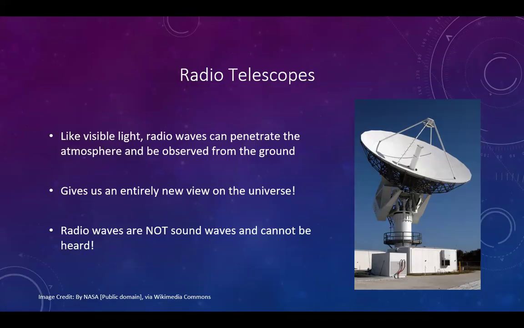Radio telescopes can be used during the day because the sun doesn't actually put out a huge amount of radio waves, unlike visible light. So they don't get blasted out.